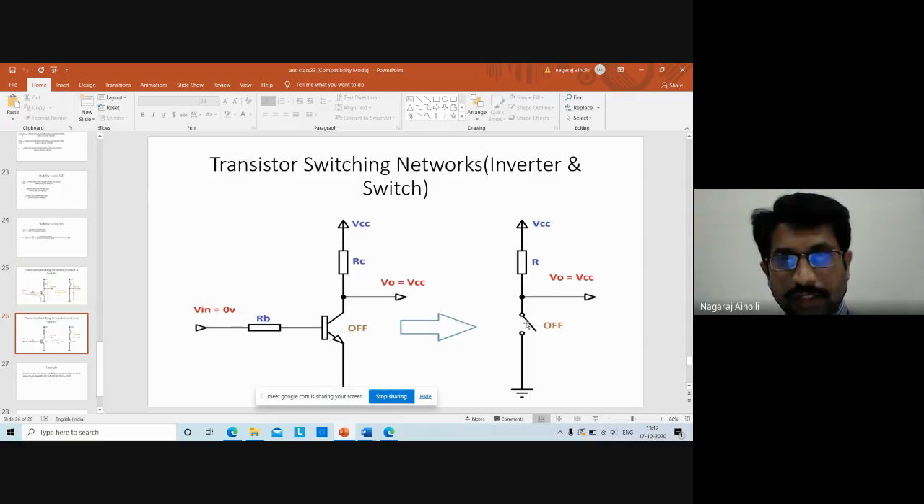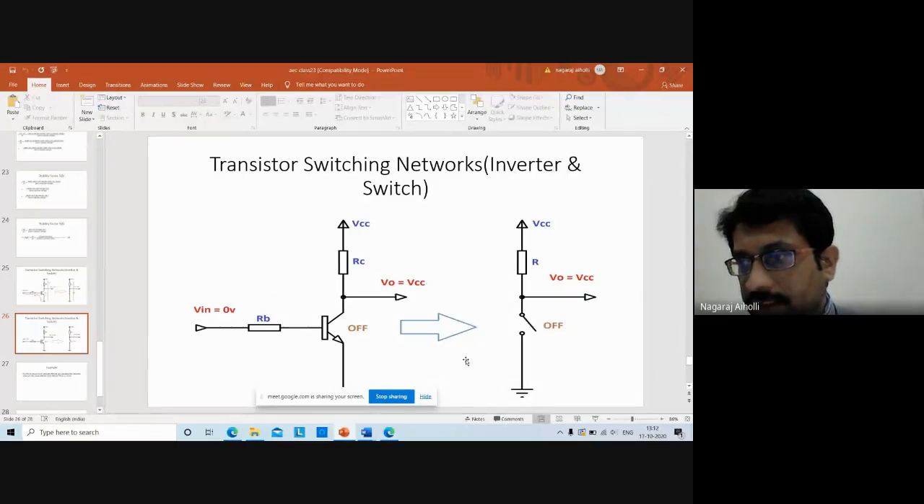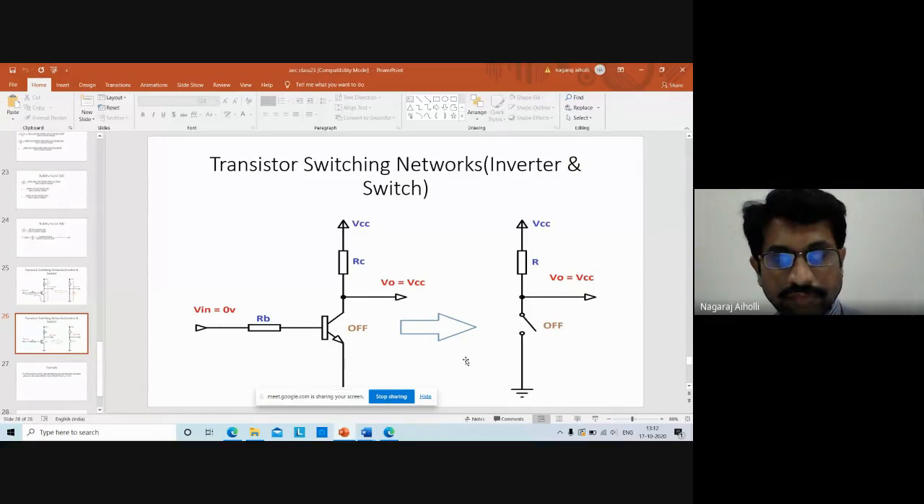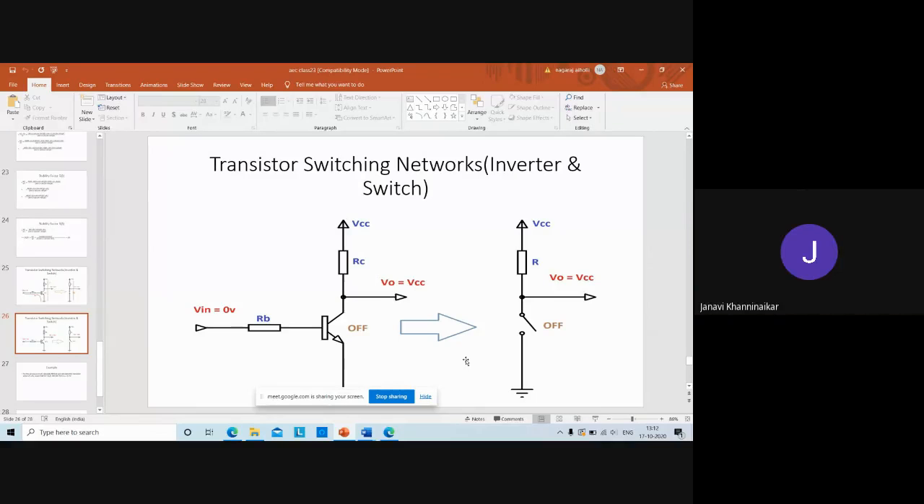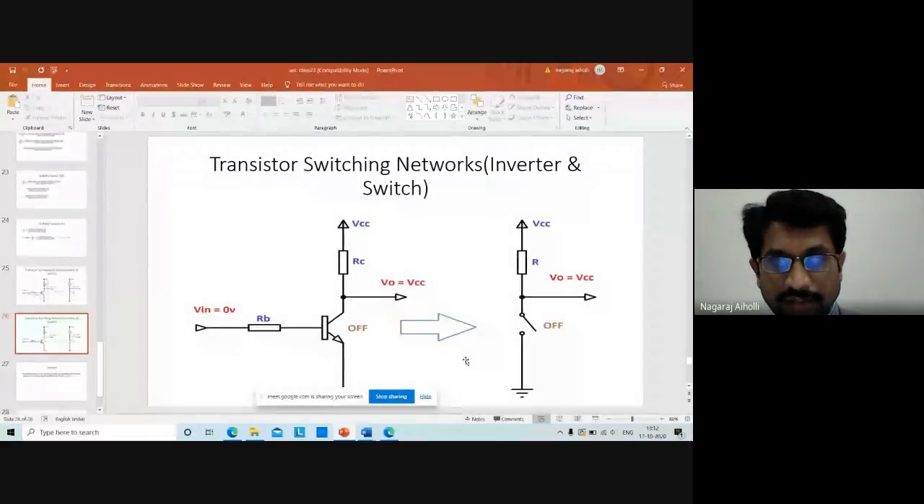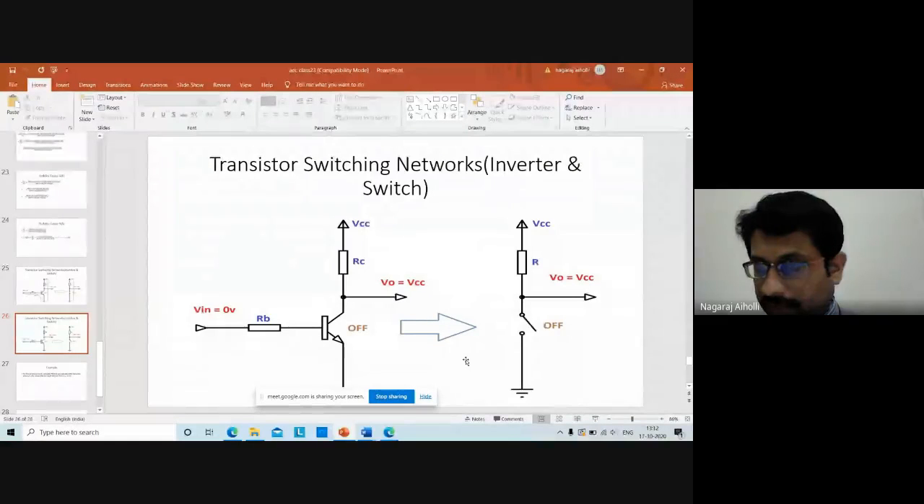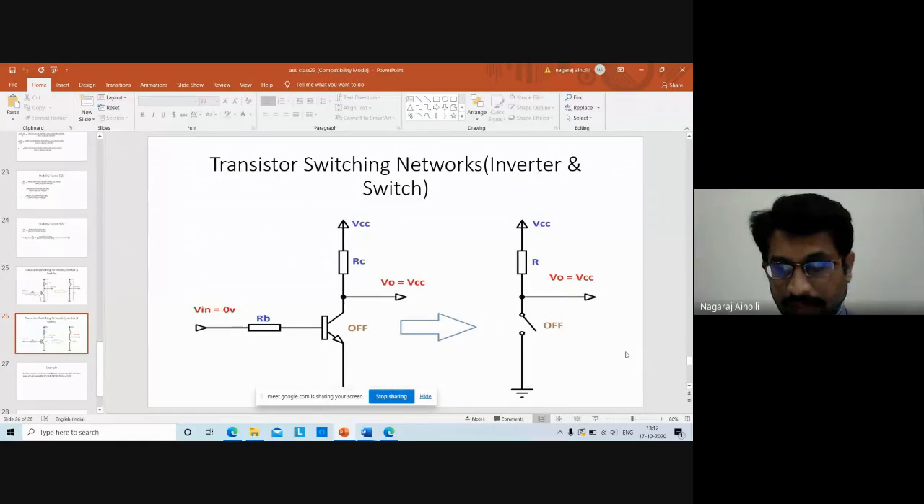Is it clear? Got the point here, all of you? Is it understood, how it works as an inverter and a switch? Janvi, is it understood? Yes, sir. Clear, right? Equations are clear? Simple equations. Yes, sir. Okay, right.